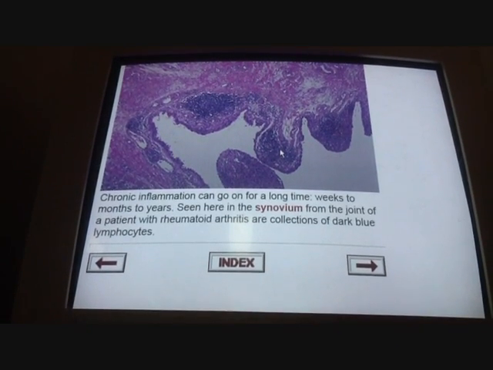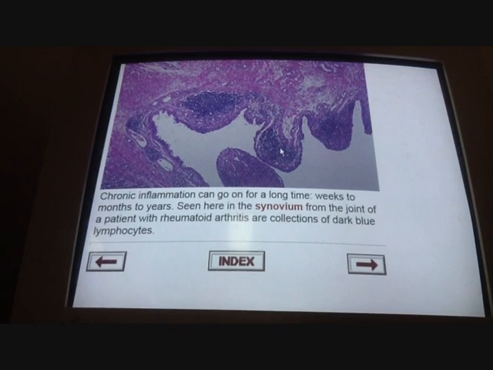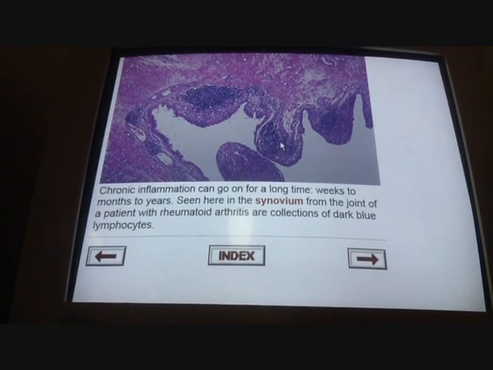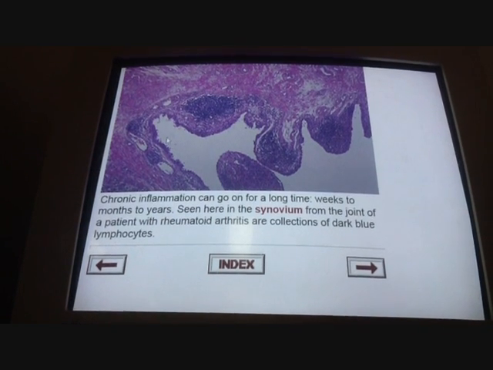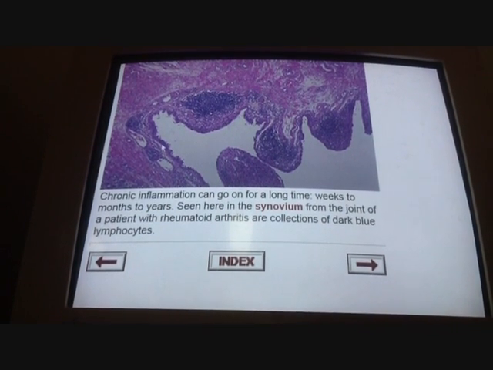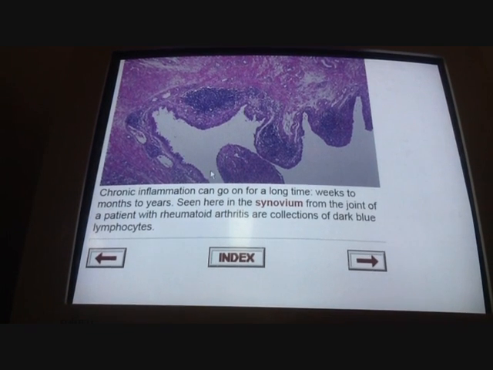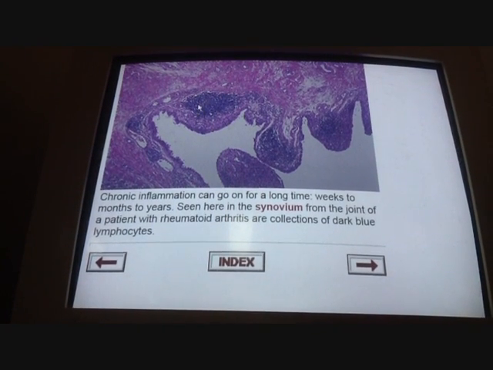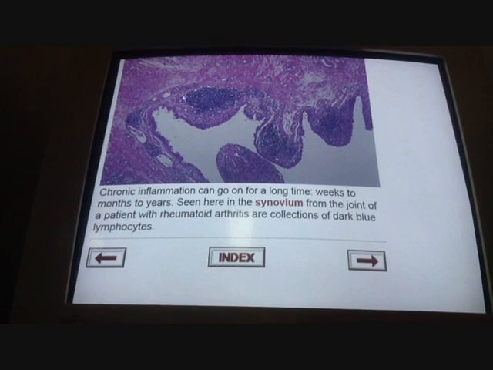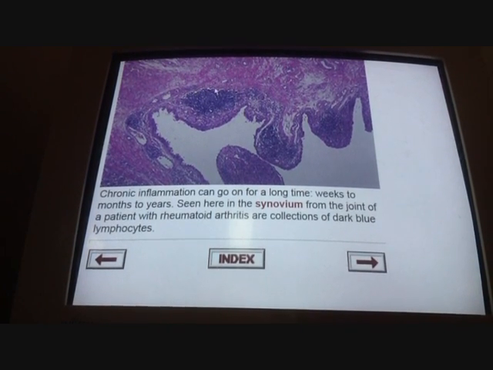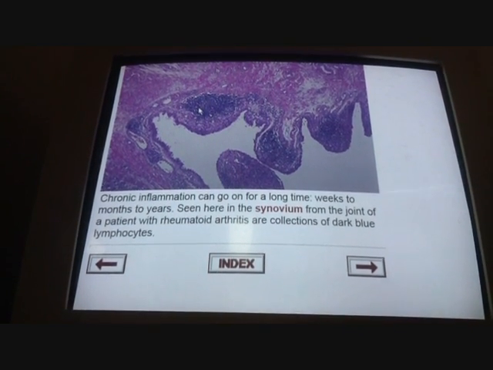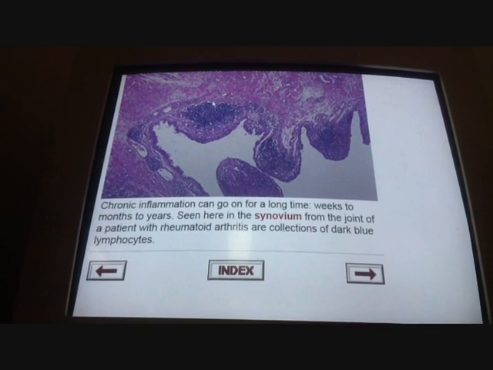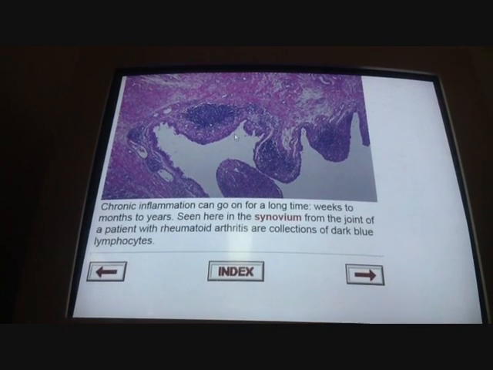This section was taken from a patient with rheumatoid arthritis. Rheumatoid arthritis is another example of chronic inflammation. Here we have the synovial lining. This is the synovial space, the synovial lining, and underneath you can see this large aggregate of dark cells, a large nodular aggregate. Here we have another one, and here we have another one. They are composed of lymphocytes as a result of chronic inflammation of the joint.